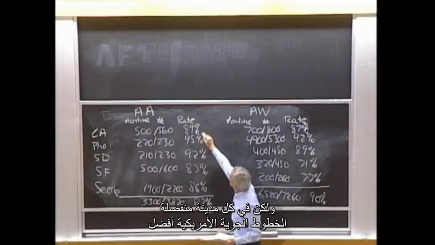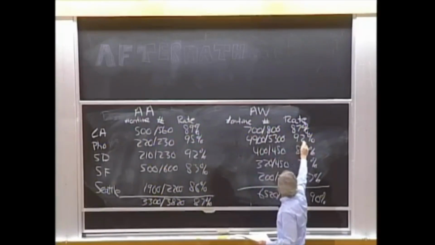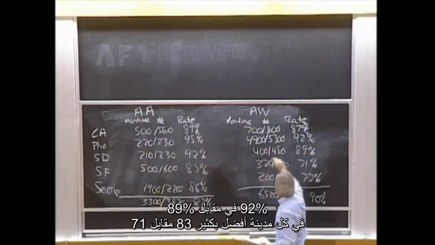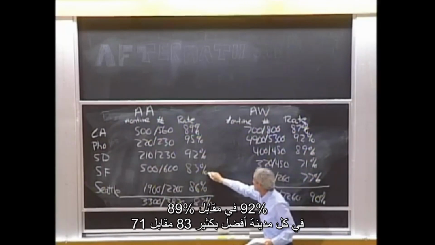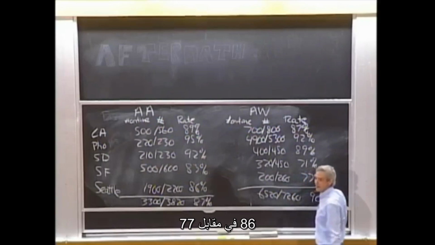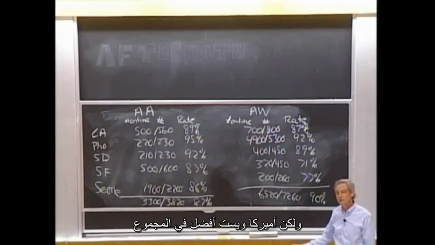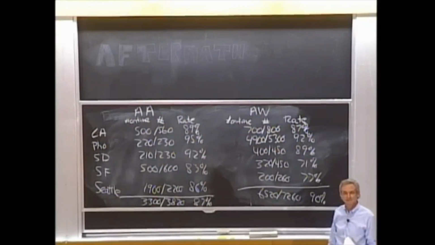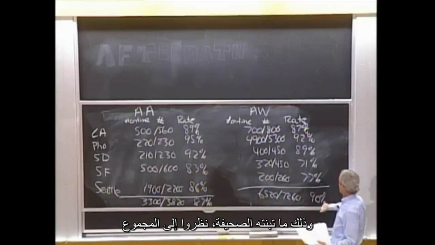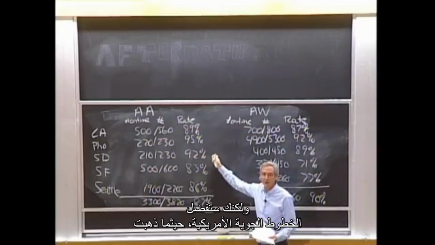I mean, it looks like America West is better. Every single city, American Airlines is better. 92 versus 89. Everywhere it's better by a bunch. 83 versus 71. 86 versus 77. Every single city, American Airlines is better. Yet America West is better overall. And that's what the newspaper said. But of course, no matter where you're going, you're better off with American Airlines.